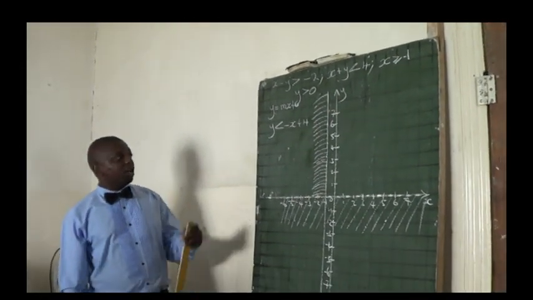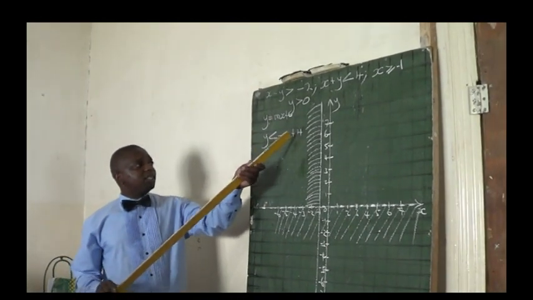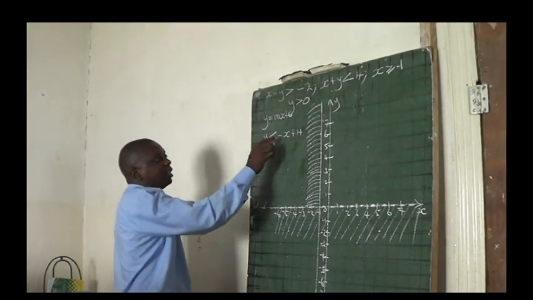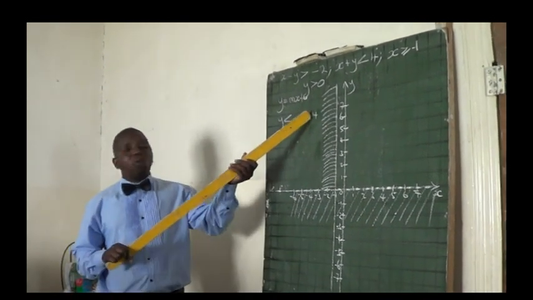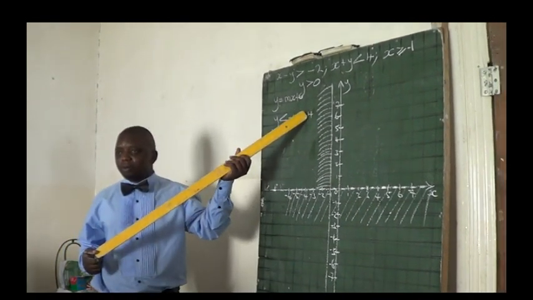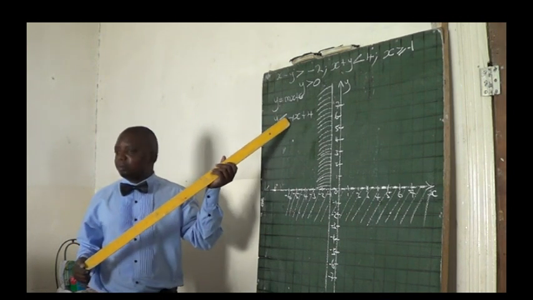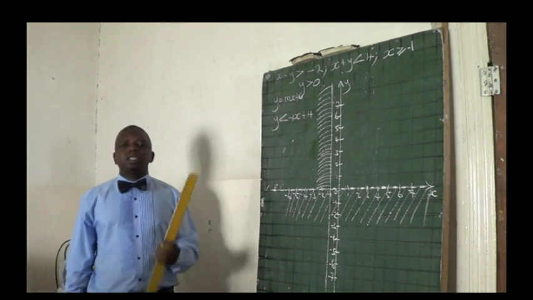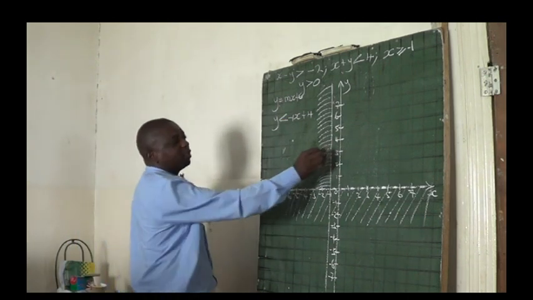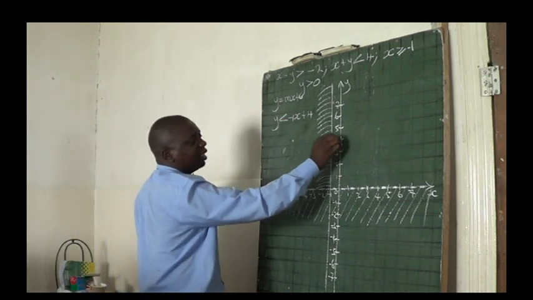All together. When we say y is less than minus x plus 4, it's like y is less than minus 1x plus 4, where the y-intercept is what? Plus 4. And the gradient? Minus 1. All together.